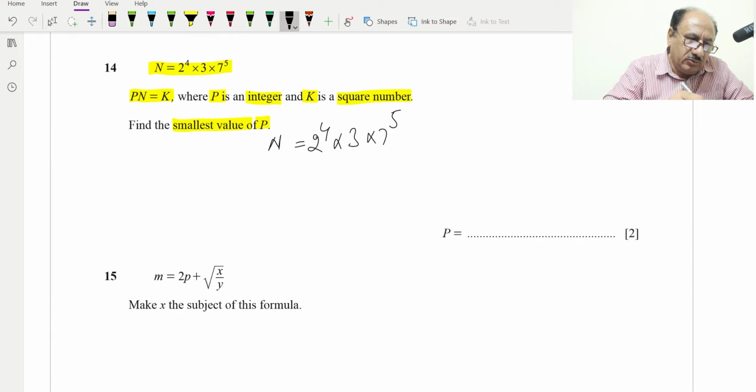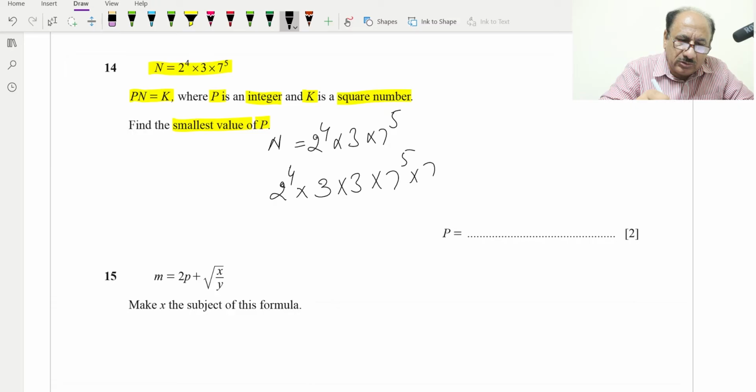So what we can do is convert it into a square number. 2 raised to the power 4 is fine, and 3 is not a square number, so we can write 3 squared. So it means we are writing 3 into 3 and 7 raised to 5 into 7. These are basically, I will write in red, the additional numbers which we are writing to make 3 and 7 raised to some even power.